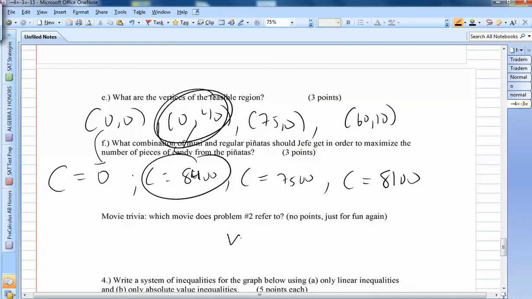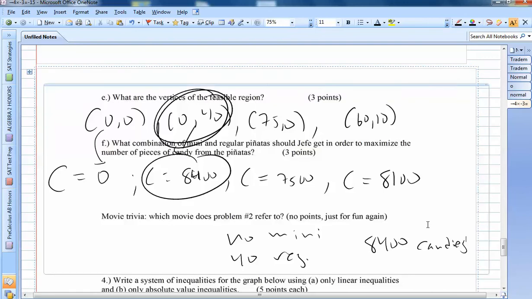So clearly, the winning combination here is no mini, 40 regular, which produces 8400 candies. And this keeps us within our constraints, so we don't spend too much money, we don't use up too much labor, and we maximize the candy. So it's the most optimal situation. It's the best situation we can have.